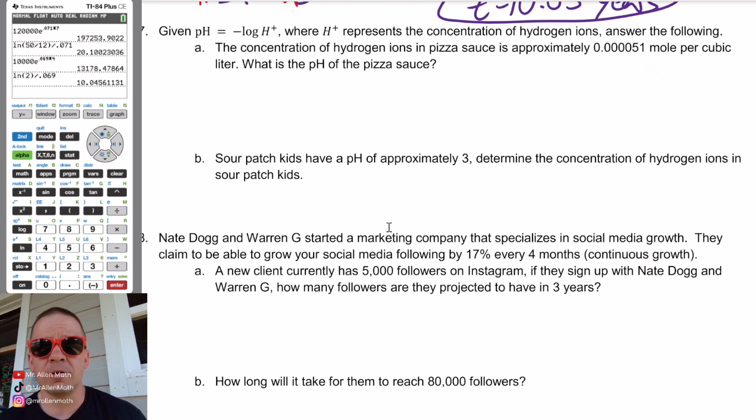Hydrogen, where H represents the concentration of hydrogen ions, answer the following. So the concentration of hydrogen ions in pizza sauce is approximately 0.000051 mole per cubic liter. What is the pH of the pizza sauce?